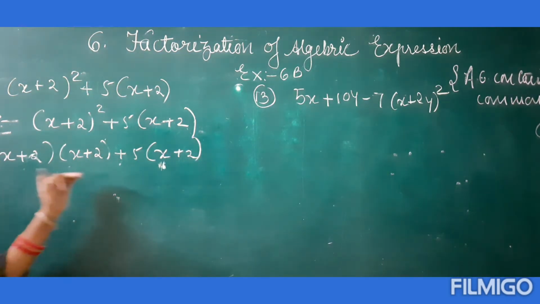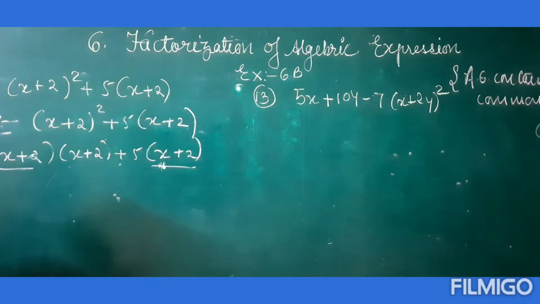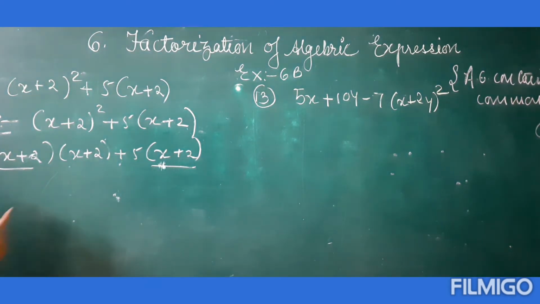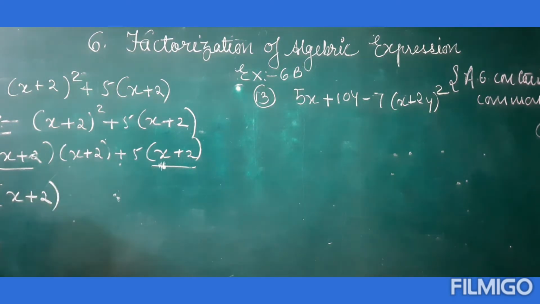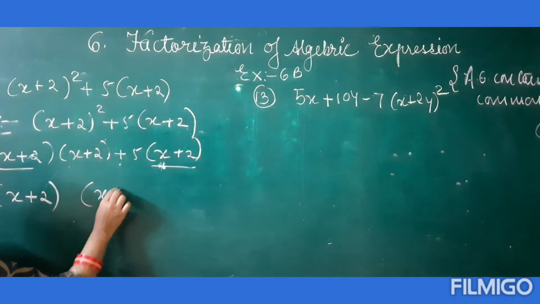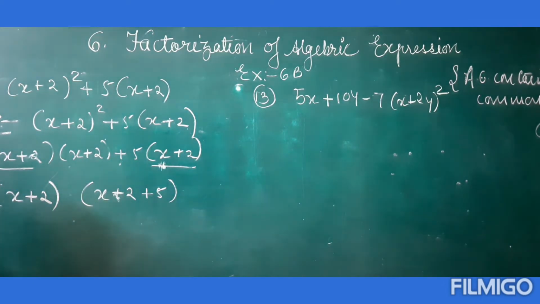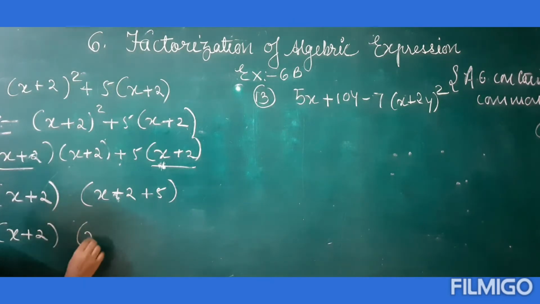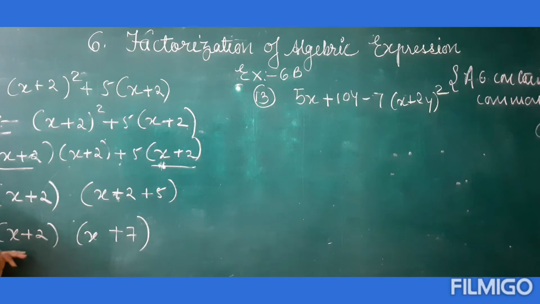From here you can take out the common term, this x plus 2 and this x plus 2. You can take this out as common. So here you can write down x plus 2. Now what is left here? You are left with x plus 2 plus 5. On solving this you will get x plus 2, and this 5 plus 2 is 7. So the answer will be x plus 2 into x plus 7.